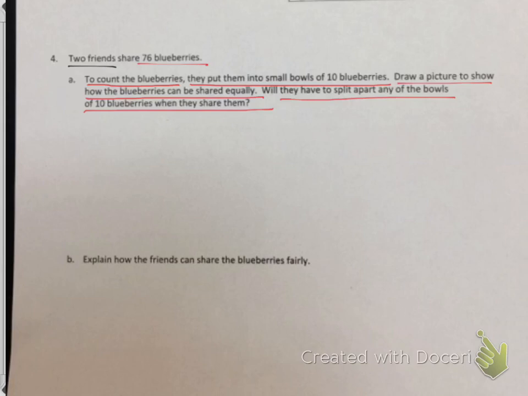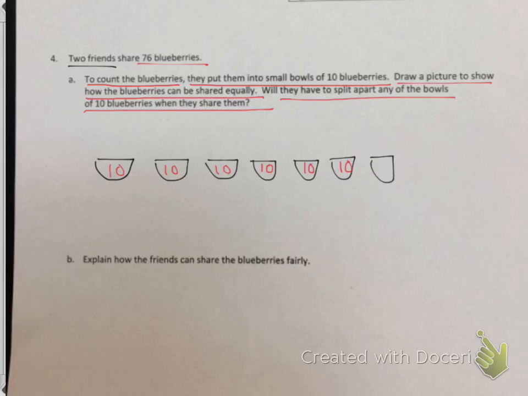So here we're going to put them into small bowls of 10 blueberries each. So that means we're going to have bowls. So we're going to have 10 here. We are going to have 10 here. We are going to have 10 here. We are going to have 10 here. We are going to have 10 here. So 1, 2, 3, 4, 5, 6, and 7. Right? And we'll have a bowl of 6.